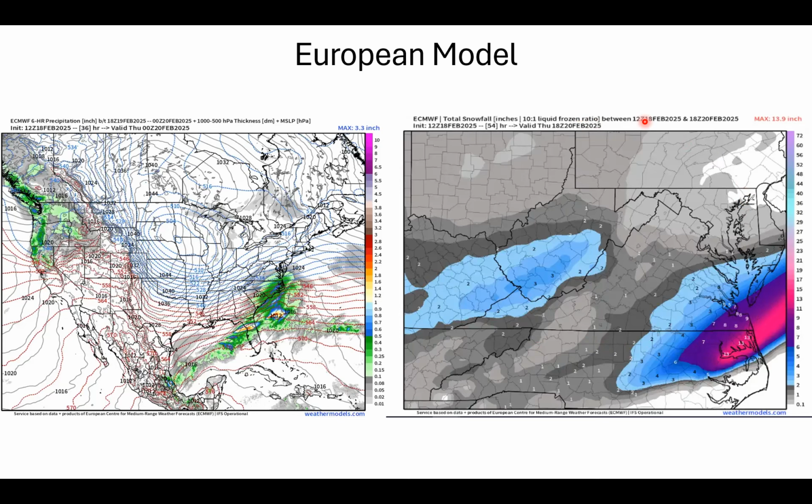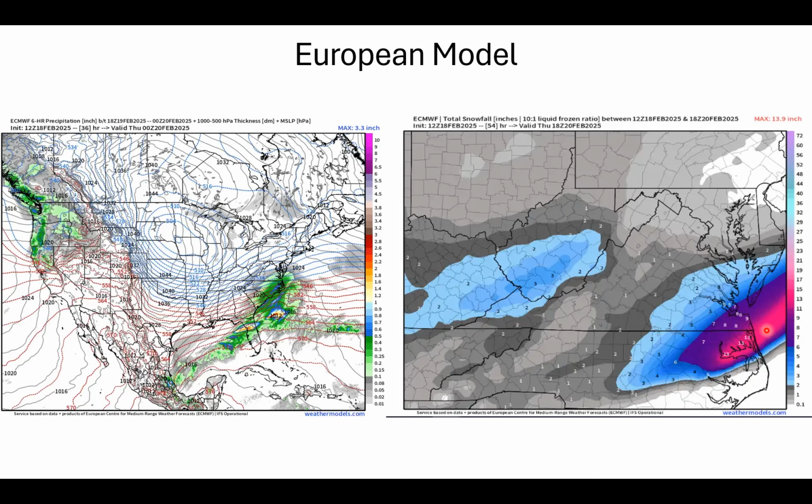this graphic here on the right, where you see the latest European snowfall forecast. Now this is using a 10-to-1 ratio. So it might look different on the Pivotal Weather site, but I'm looking at weathermodels.com and using their graphic. But in general, it's got a good swath of 8 to 10 inches of snow across all of southeast Virginia, including the Hampton Roads cities.